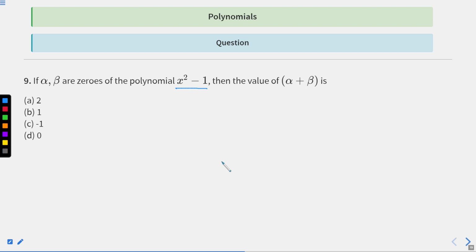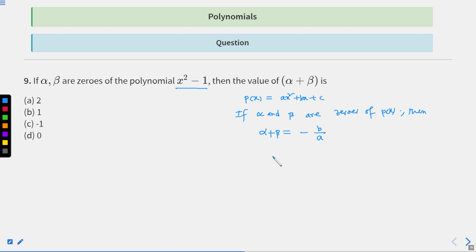Okay, so students, you know, if we have a quadratic polynomial p of x equal to ax squared plus bx plus c, and alpha and beta are zeros of p of x, then the sum of its zeros, alpha plus beta, is equal to minus b upon a, that is minus the coefficient of x divided by the coefficient of x squared.